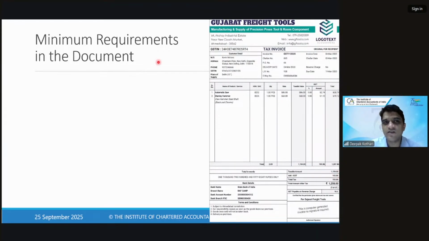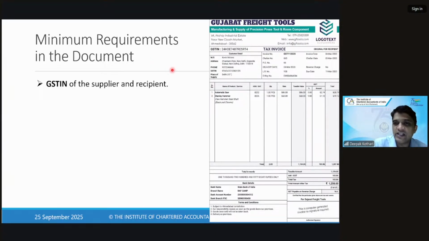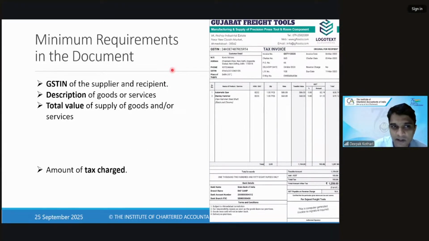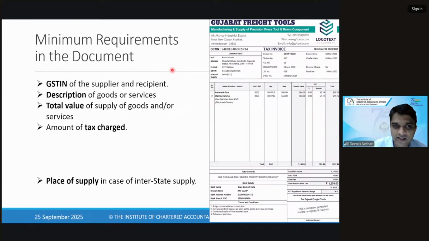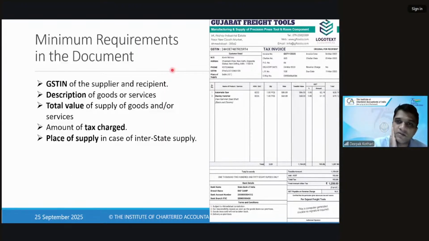So this is a general invoice, but what are the minimum requirements that have to be there? GSTN of the supplier and recipient, description of the goods, total value of supply, the amount of tax charged, and the place of supply. These are the basic minimum requirements which have to be in the invoice. If other details are there, well and good, but they are not compulsory.